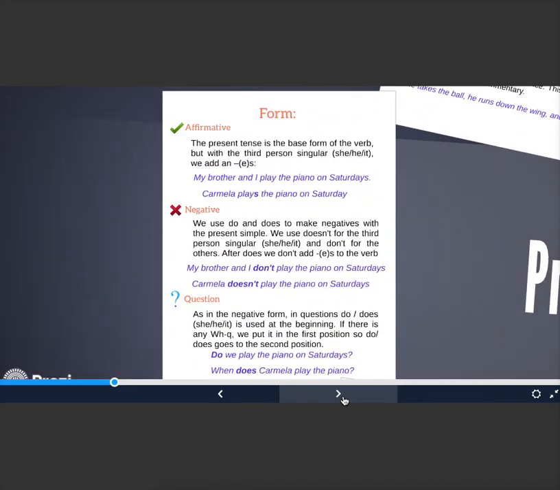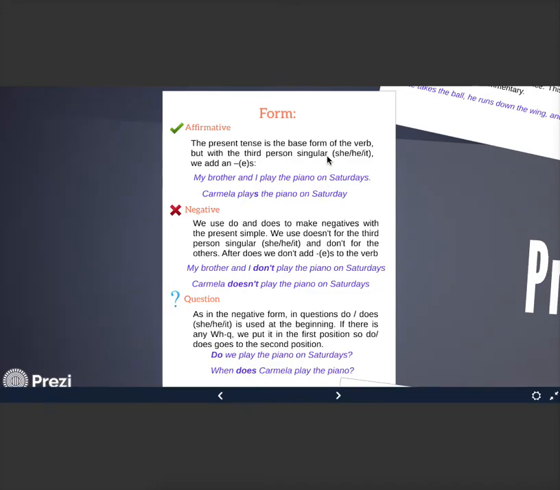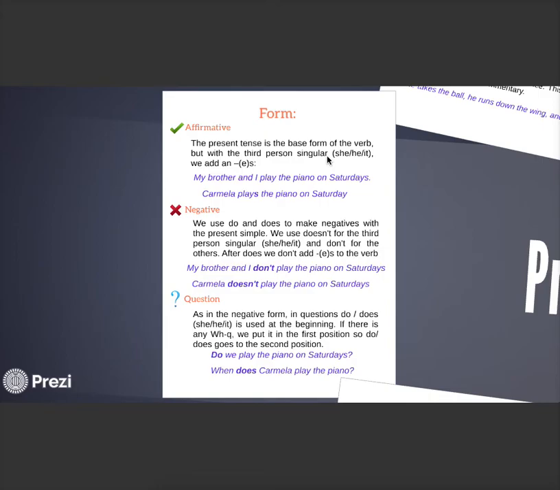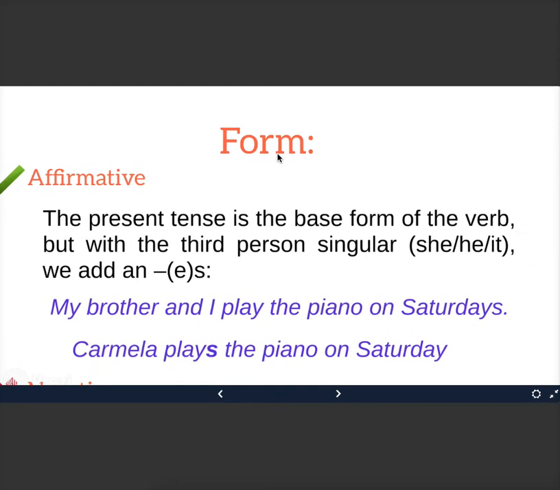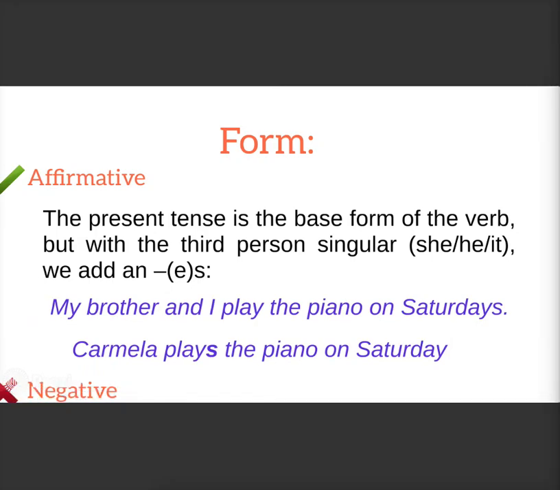Look at this. Now we are going to begin talking, or like to remember, vamos a recordar porque ya hablamos de esto. We are going to review how to form it. How is the form? So in affirmative. Let's go with this. Ana Gabriela, can you please help me reading that part? Okay, the present tense is the base form of the verb, but with the third person singular, she, he, it, we add an s.